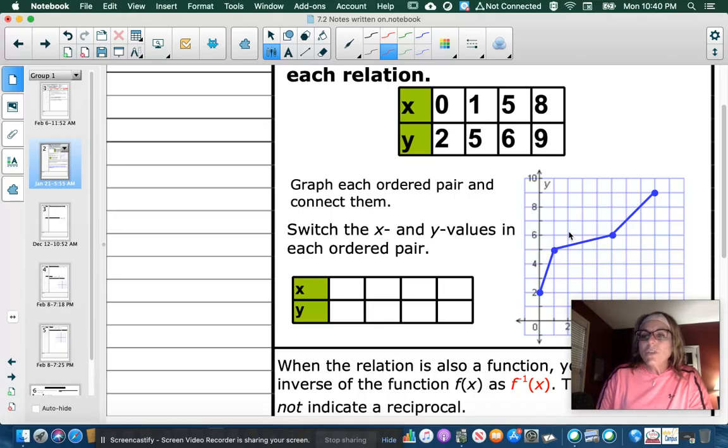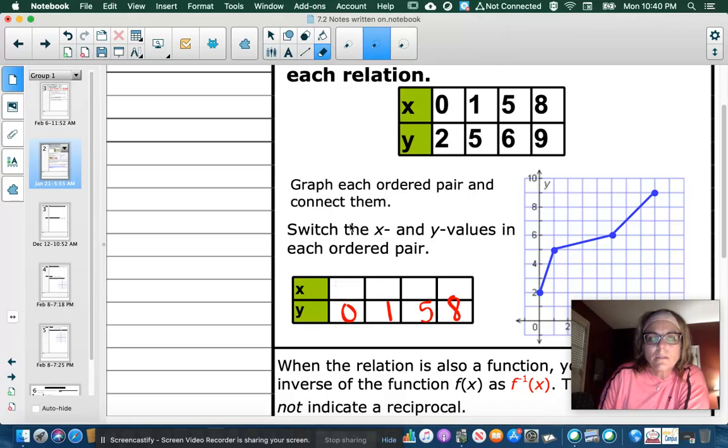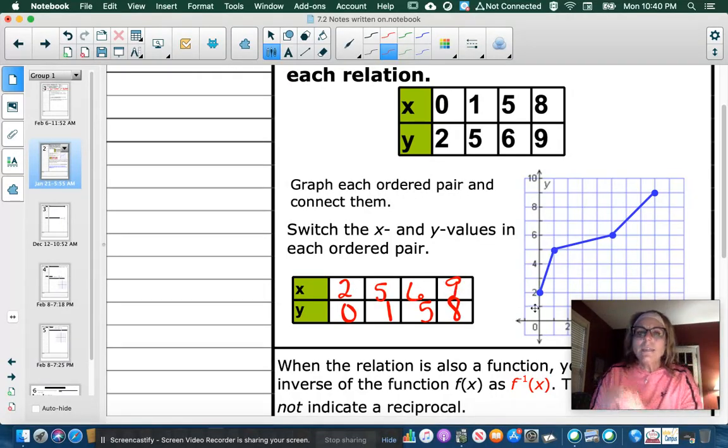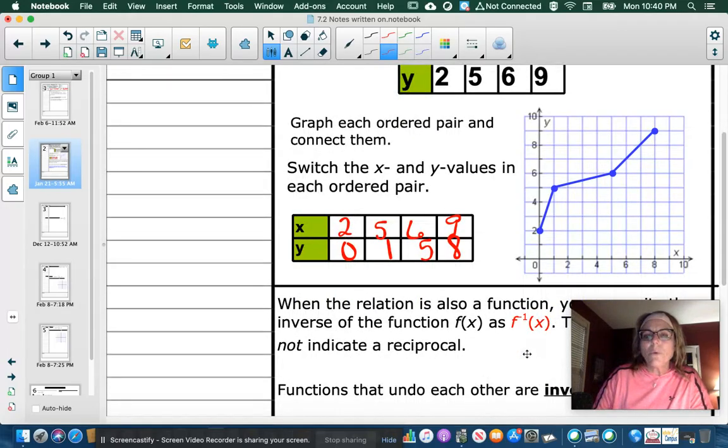Now we're going to switch the x and y values in each ordered pair. So up here, the x's are now going to be y's. So 0, 1, 5, and 8. And the y's are going to be x's. 2, 5, 6, and 9. And now let's graph those points.